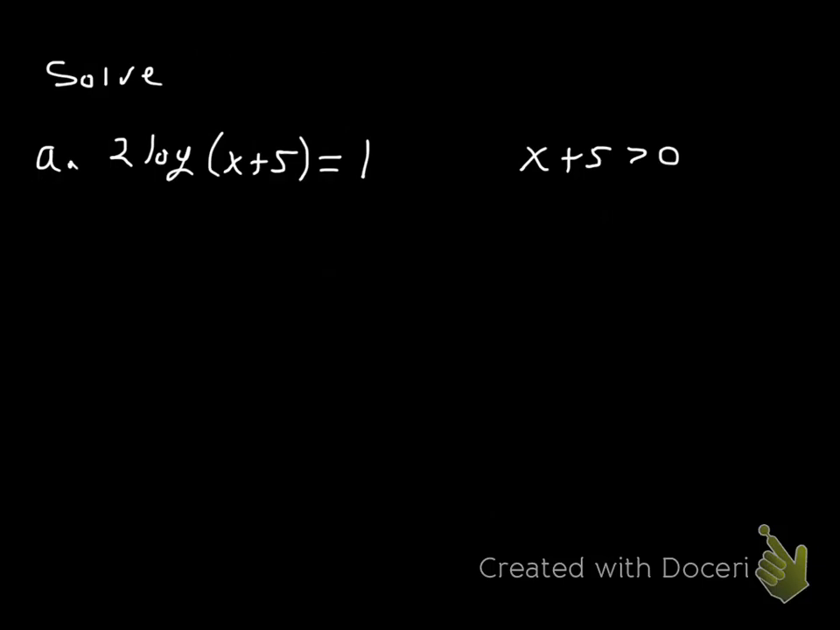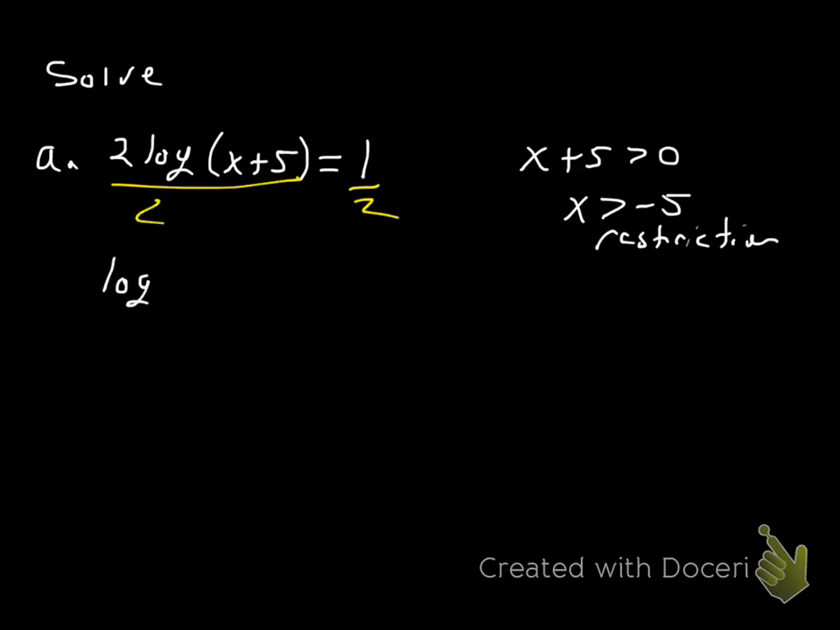All right, let's go ahead and look at an example of a log equation. We'll look at 2 times log of x plus 5 equals 1. The first thing I'm going to do is note my restriction. The argument here is x plus 5. Logs don't like zeros or negatives, so we'll set the argument greater than 0, and we'll solve that. My answer has to be greater than negative 5. That's my restriction.